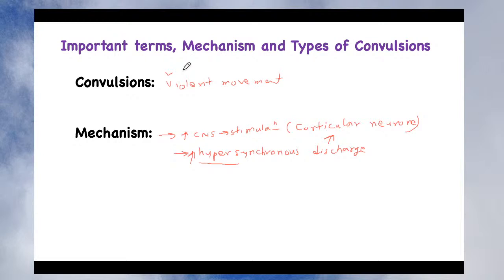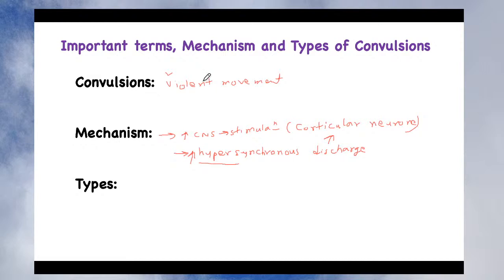So there are many categories of drugs which can be used for controlling this excessive stimulation of the CNS or hypersynchronous discharge from the cortical neurons. First we'll see what the different types of convulsion are before going into the actual experiment. There are basically two important types of convulsion, although there is one more category.